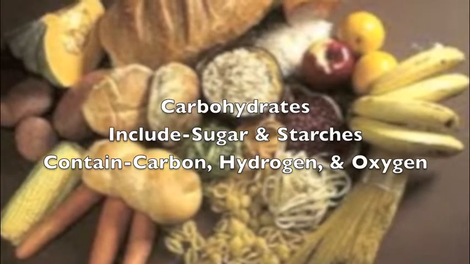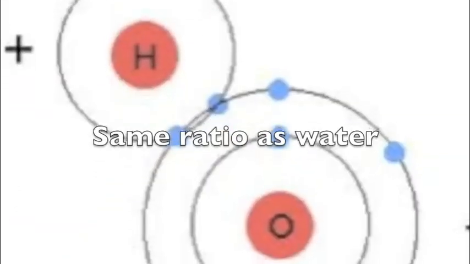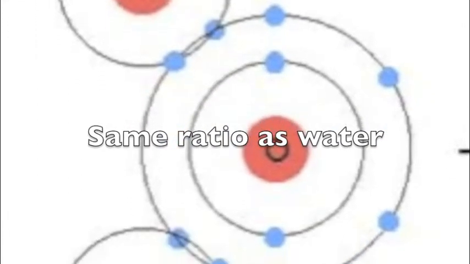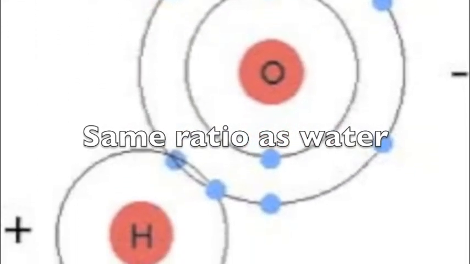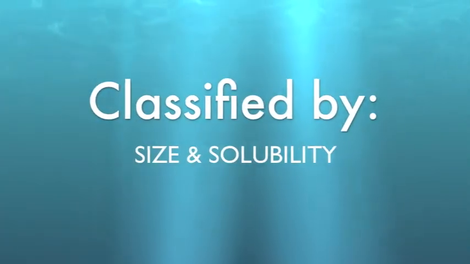Carbohydrates include sugar and starches and contain carbon, hydrogen, and oxygen. Carbohydrates have the same ratio as water, which means that for every oxygen there are 2 hydrogens. Examples of carbohydrates are glucose and ribose. We classify them by their size and solubility.